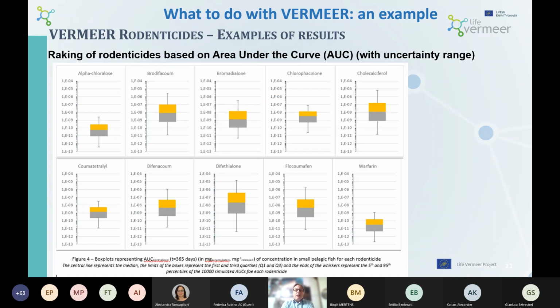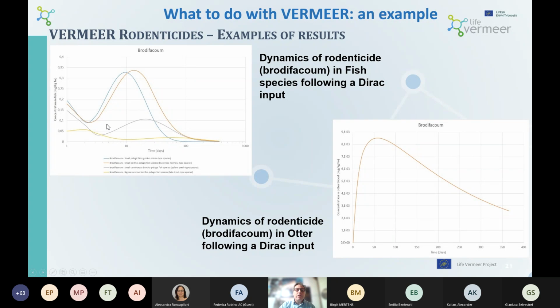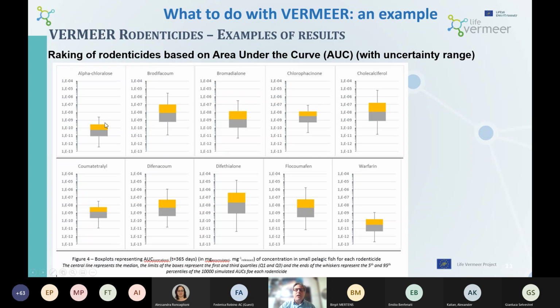From this simulation, you can also rank rodenticides according to their exposure potential. So you can calculate the area under the curve. Here, for example, you consider this curve here. You calculate the area under the curve, and you can rank the different rodenticides according to their potential for exposure with uncertainty range.